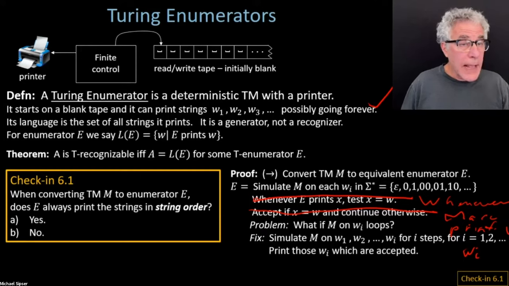Okay, and vice versa. So if you have an enumerator which prints things out in string order, then the language is decidable. So you need to think about that. One direction is a fairly simple modification of what I just showed. The other direction is a little bit more work.